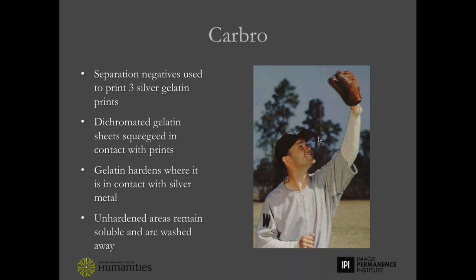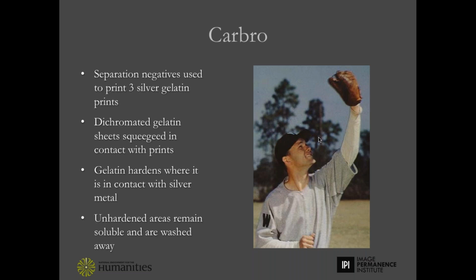In the Carbro process, our 3 separation negatives are used to make 3 silver gelatin developed-out prints. These prints were often referred to as silver bromide prints because silver bromide was the light-sensitive silver halide used. So the name Carbro is a mashup of carbon and bromide. These 3 carbon tissues are pigmented, one with cyan, one with magenta, and one with yellow. They're then squeegeed into contact with silver gelatin prints.